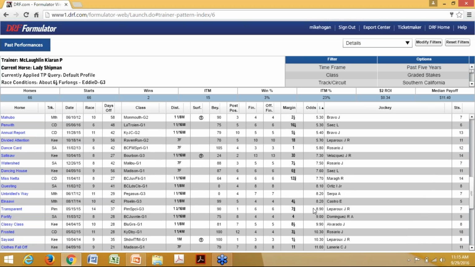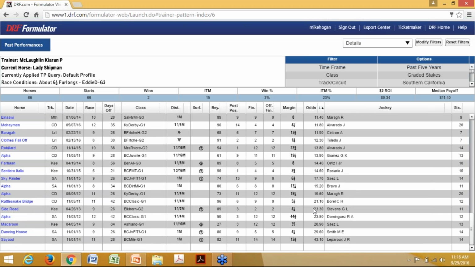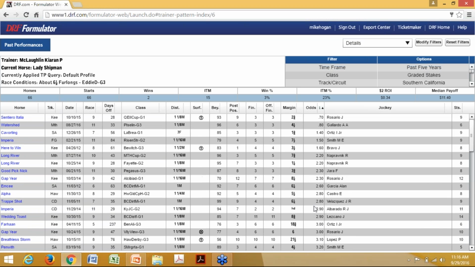I'm not saying that means Lady Shipman is absolutely a stone cold toss. It just means if you think she's the best horse in the race, which she may very well be, and if you think she's a stone single, stats like this make me take pause and maybe make me even try and attack a favorite that I know is going to be overbet.